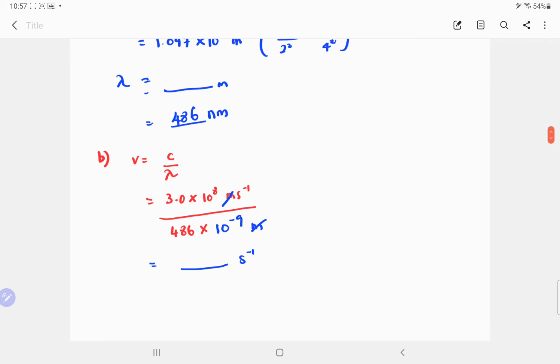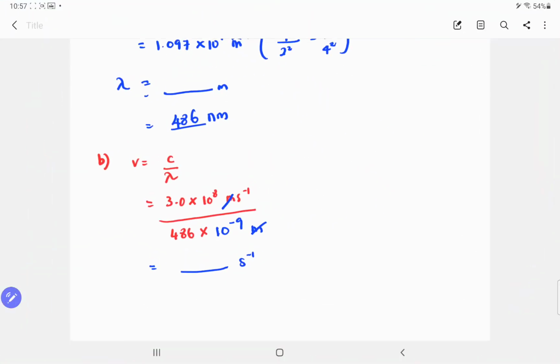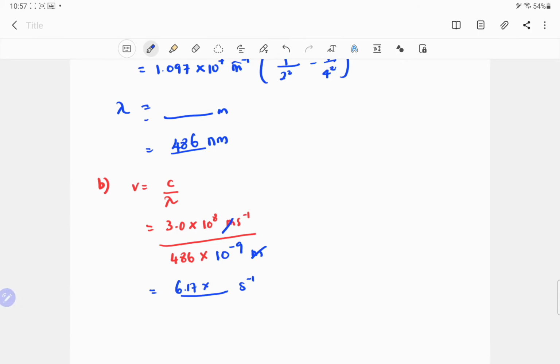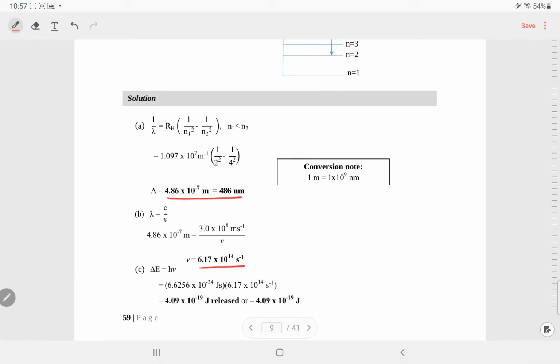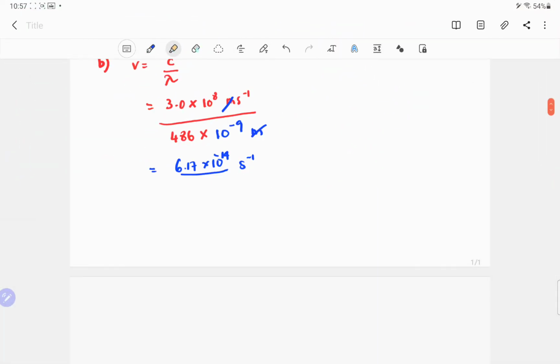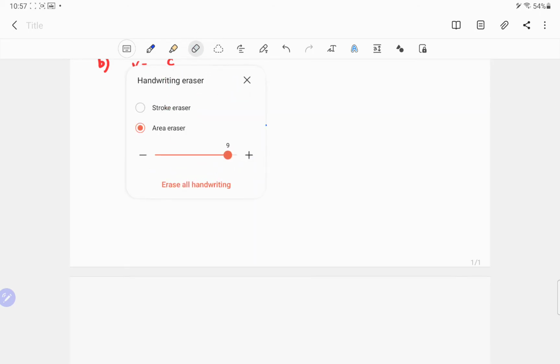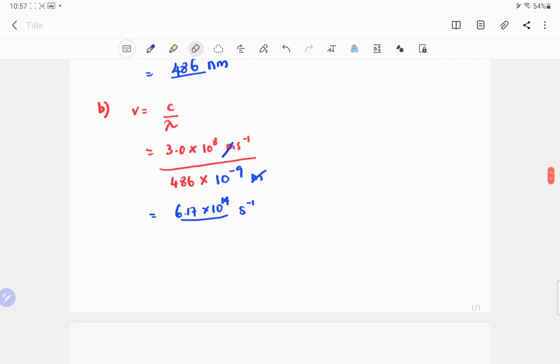So the answer is, the frequency is 6.17 times 10 to the power of 14 per second. Negative 14, right? Sorry, 14. So 6.17 times 10 to the power of 14 per second.